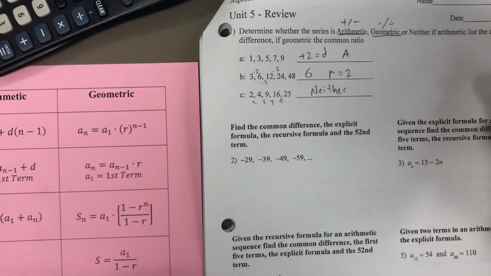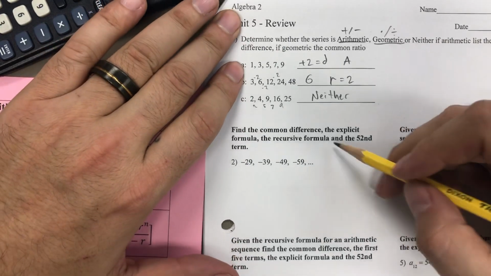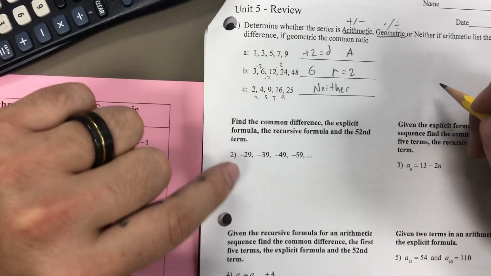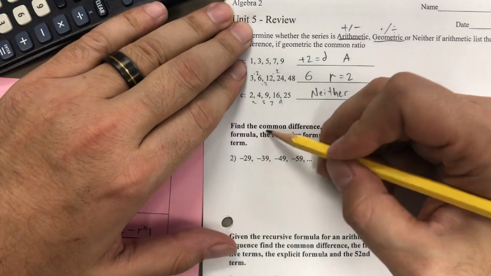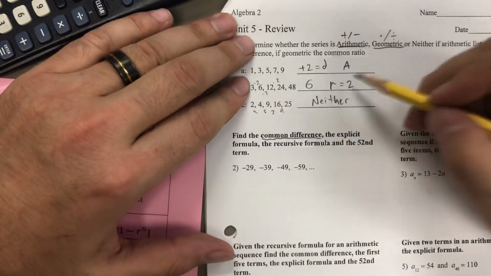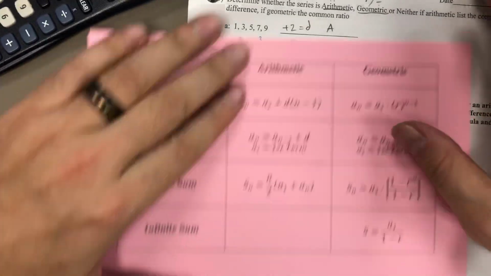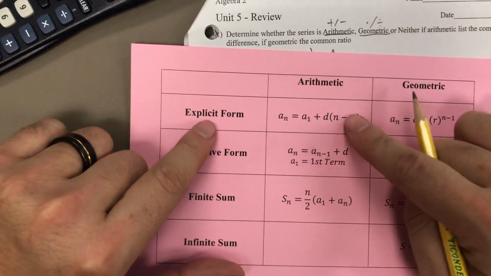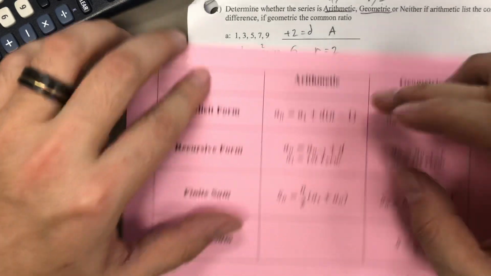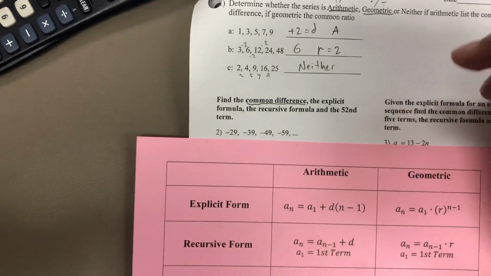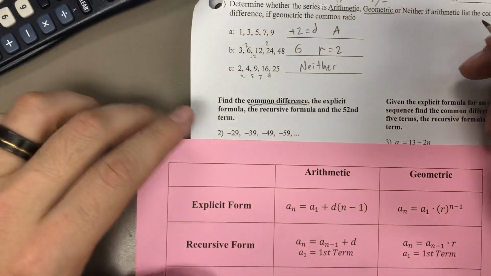Find the common difference, the explicit formula, the recursive formula, and the 52nd term. If you look close, you actually know exactly what kind of relationship this is. Because if it says common difference, that means it's arithmetic, right? So with the arithmetic formulas, we already know the explicit form, which is what we need to find, and the recursive form, which is what we need to find. So the only other thing that we need that's not on here is the 52nd term.